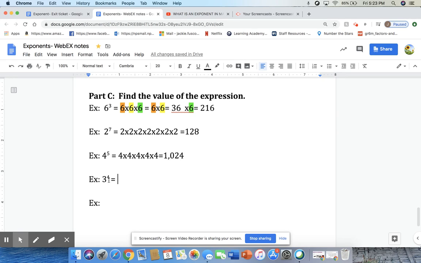So last example is 3 to the 4th power. So my base is 3, and I'm going to multiply 3 together 4 times. So 1, 2, 3, 4. Now if I want to find the answer to that, I'm going to do 3 times 3 is 9, right? So I did 3 times 3 is 9, times another 3. So 9 times 3, we all know, is 27. And then times my last 3, I have to do 27 times 3. And that equals my answer of 81. So 3 to the 4th power is 81.